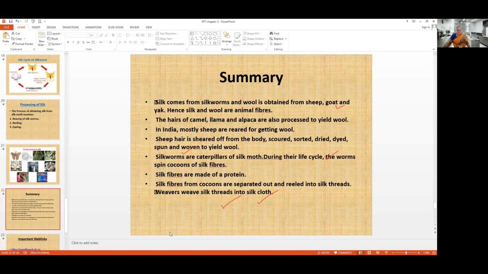Okay. So with this, we are concluding the lesson. I think from this whole chapter, what you have seen: what are the different types of fibers, how to process wool, how to process silk, what are the steps taken, yes or no. Everything you have learned about it.